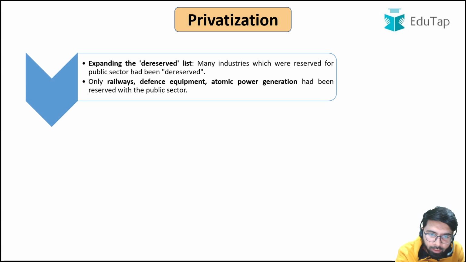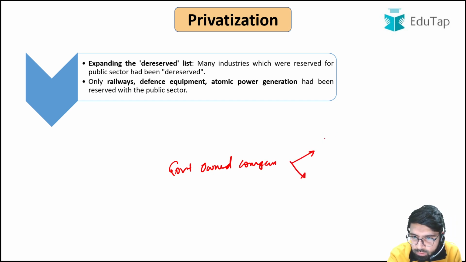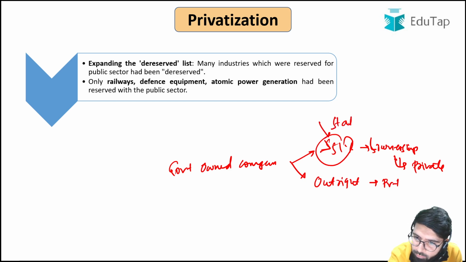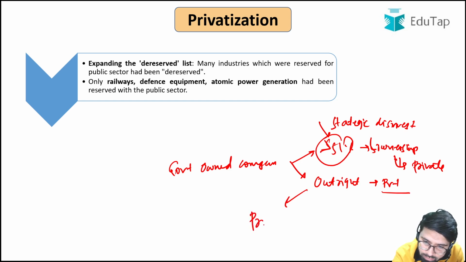So before proceeding ahead, see, the government owned company can be converted into a private company through two ways. One is selling a majority stake greater than 51% and transferring the ownership to the private sector. This is one way, or the outright sale of the company to a private sector. So this is known as strategic disinvestment. If you are selling greater than 51% and transferring the ownership, it is strategic disinvestment. And if you are outrightly selling the company to a private player, then it is privatization.